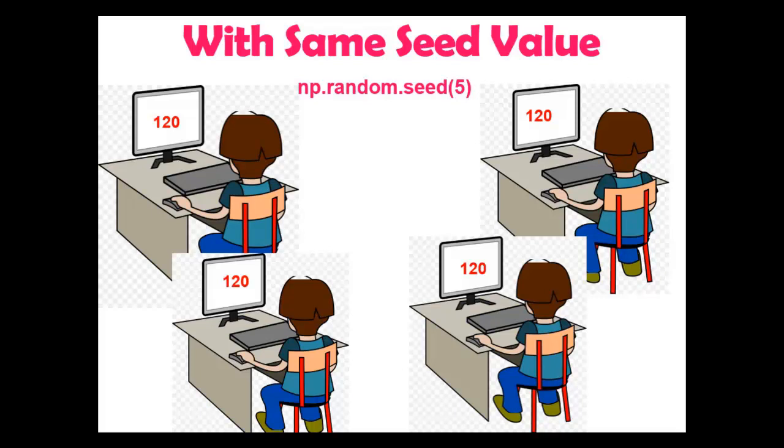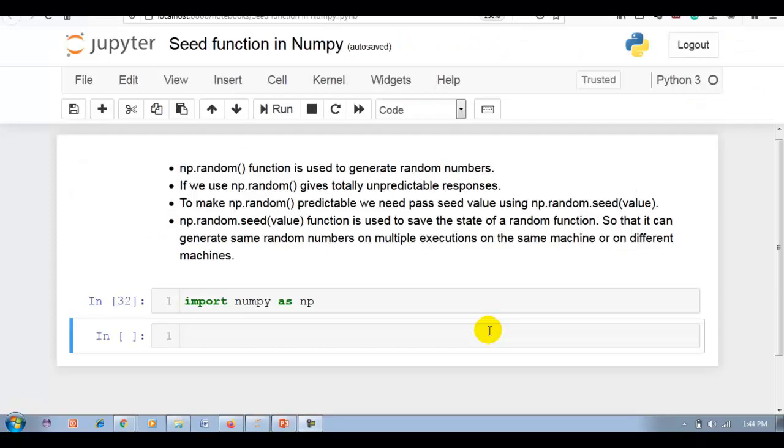So the seed function is used to make the random function predictable. That's all. Let me show you this practically in the Jupyter notebook. Now let me revise the seed function once again.